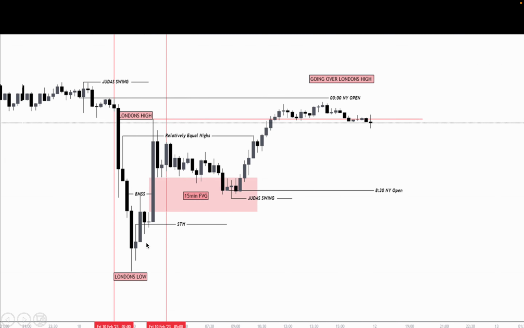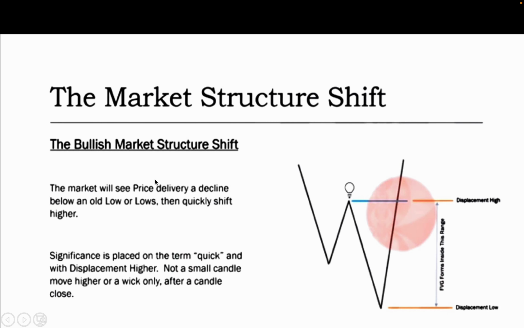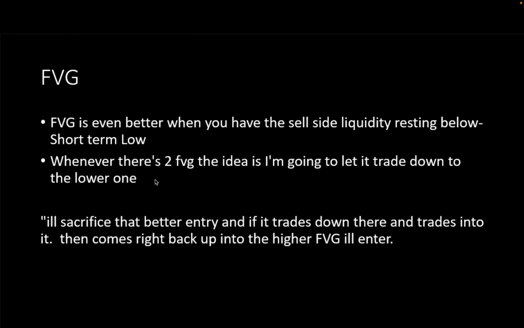Look, remember I told you to draw your Fibonacci, the top to the bottom. Then you have your displacement low and your displacement top. In between that, what is there? A fair value gap. And it's always there. It's always there. Same thing.